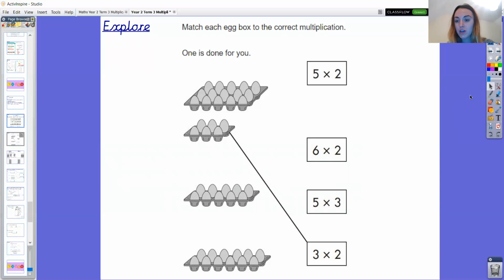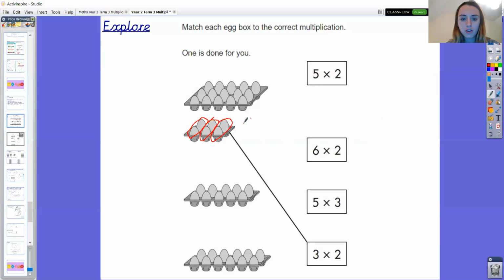Well done, Year 2. So let's have a look at the one that has been done for us. It says there are 3 lots of 2, as the multiplication is 3 times 2. So I can see those 3 lots of 2 in the picture, as I can see 3 columns with 2 eggs inside each column. So I'm looking at the egg boxes like they're an array. Okay, so let's start at the top, Year 2. So it says 5 lots of 2. So this means we are looking for 5 columns of 2.